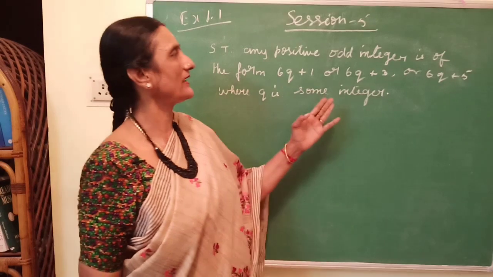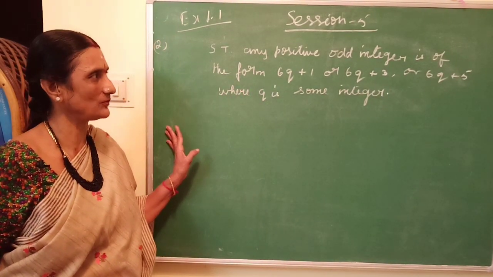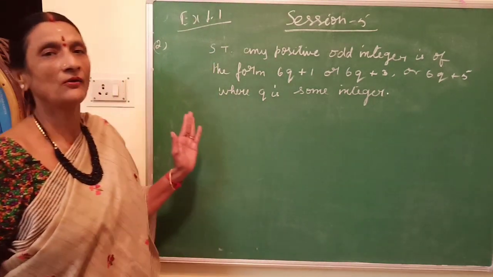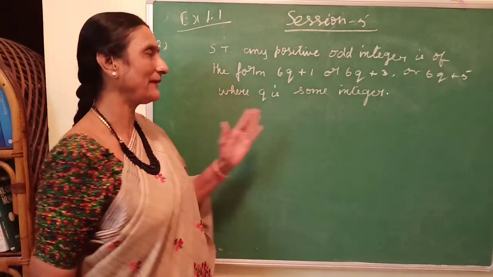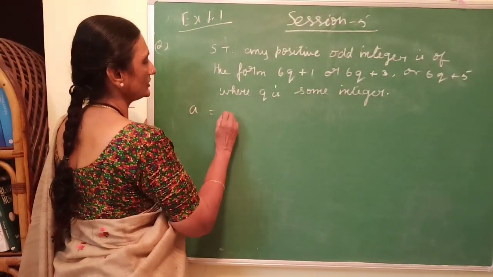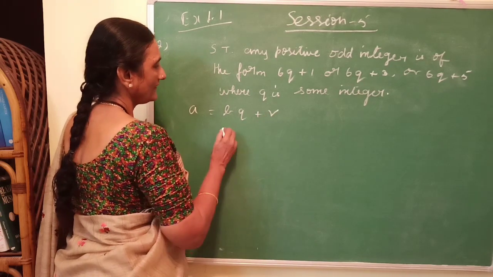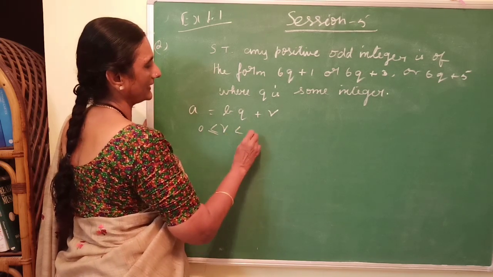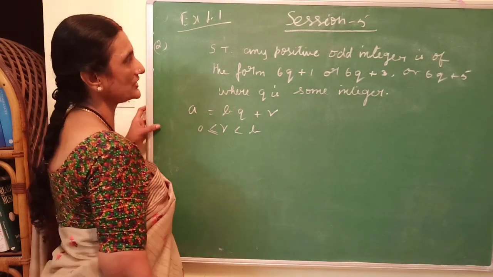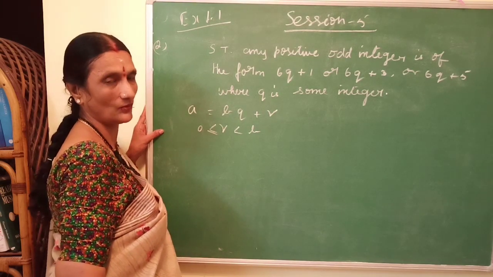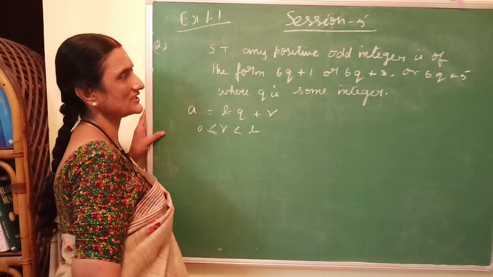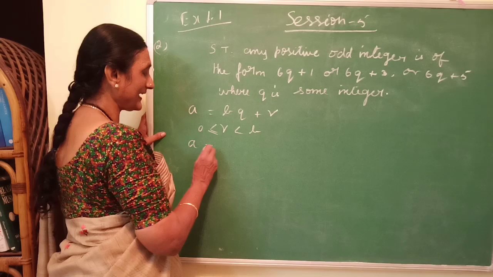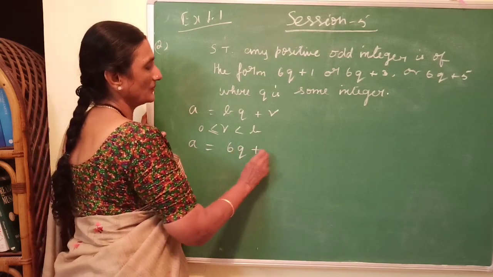Show that any positive odd integer is of the form 6q plus 1 or 6q plus 3 or 6q plus 5 where q is some integer. Now I have told you in the beginning itself, any number can be written in the form a is equal to bq plus r where r is greater than or equal to 0 but less than b. Now here the question is any positive odd integer, we don't know what it is. So we are not going to take an odd integer, we are going to take any integer can be written in the form 6q plus r.